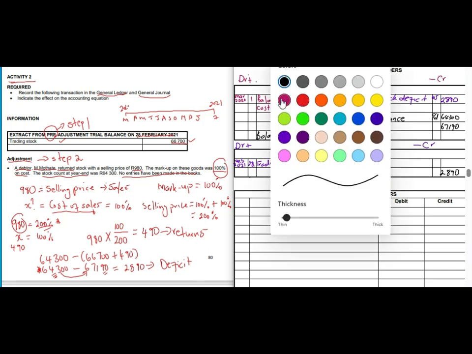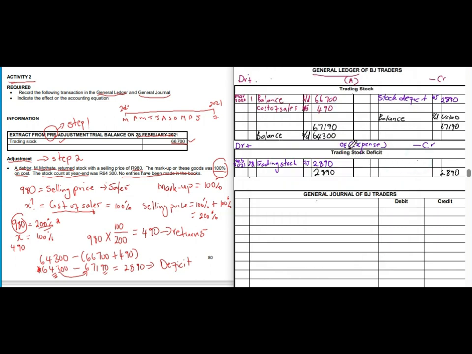Because, as I told you guys, all the owners' equities will be illustrated by profit and loss. And then we are going to write the profit or loss, 2,890. So guys, this is how we calculate trading stock deficit. You will always be provided with information that will help you to calculate trading stock deficit or a surplus. And as you see, trading stock deficit is recorded under the credit side, meaning that trading stock surplus will be recorded under the debit side, because it's an income.